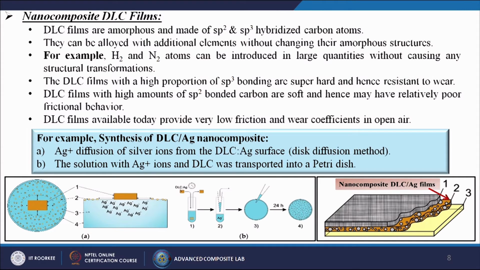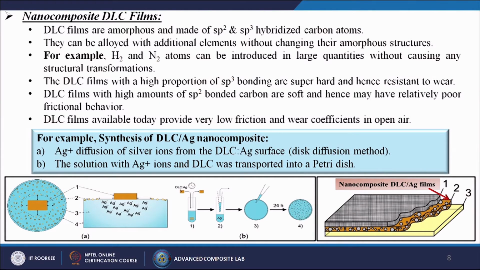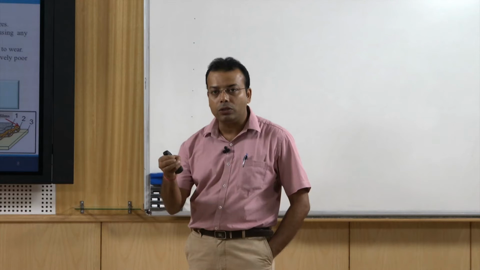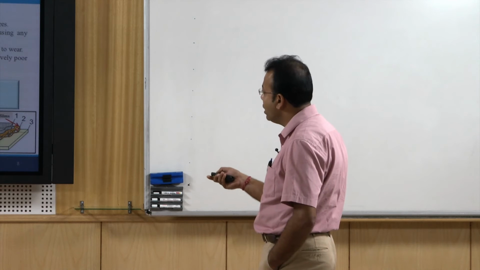So for example, we have given a certain example, here is the A and this is the B. So A is the silver, and diffusion of silver ions from the DLC Ag surface, disk diffusion methods. So here we are putting the materials so that the silver ions go inside the material, then the solution with Ag plus ions of DLC was transported into the petri dish, and like drop casting methods we are putting that material into the petri dish and we are drying it and preparing the materials like this.